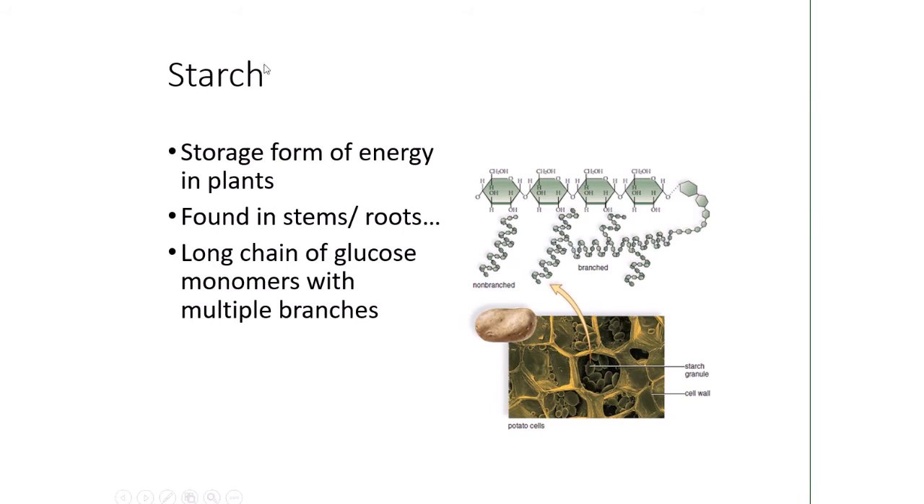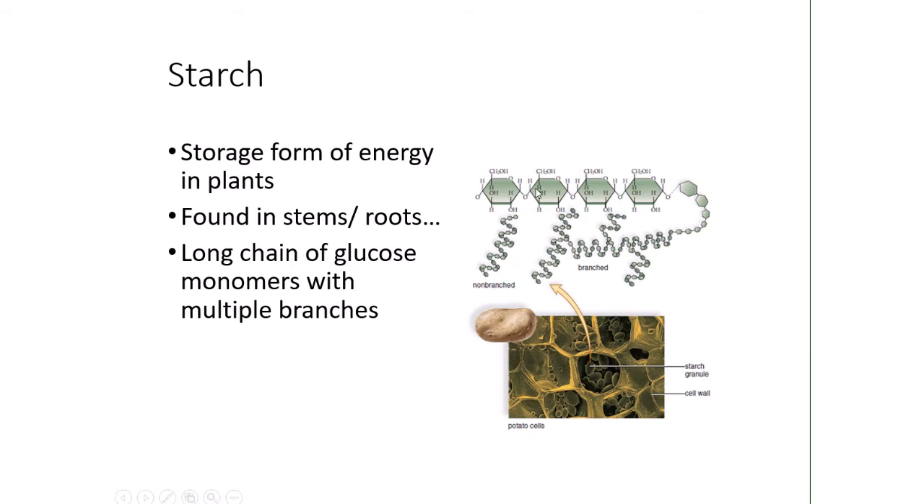Next we have starch. Starch is the storage form of energy in plants. Plants use sunlight to make food. They do photosynthesis, and they convert water and carbon dioxide into sugar, into glucose, and that glucose is connected together to form starch. Starch is a branched polysaccharide.